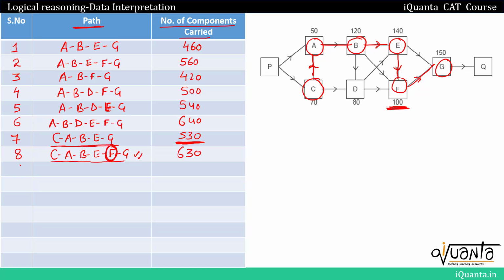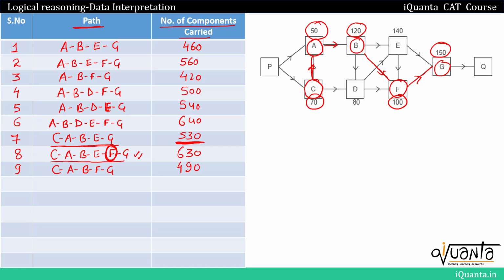Now the 9th possible route could be C, then A, B, then he can directly go to F, then he can reach G. So C, A, B, F, G is another possible route. So add the number of components at the locations. C, which is 70 plus 50, 120, 120 plus 120, 240, 240 plus 100, 340, 340 plus 150, 490. Let's look into another possible route if there's any.